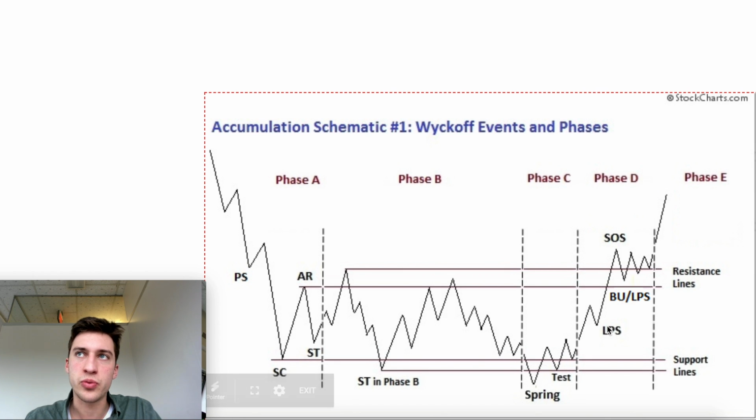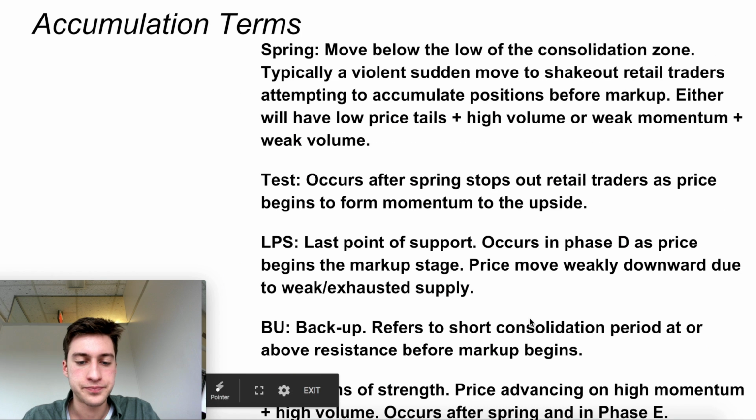Again, at this point, the retail market's likely going to believe that price is going to be bearish, and they're probably going to market sell and panic here. This could also be a 61.8 move of this, as you can see. Price is going to move weakly downward due to exhausted supply.